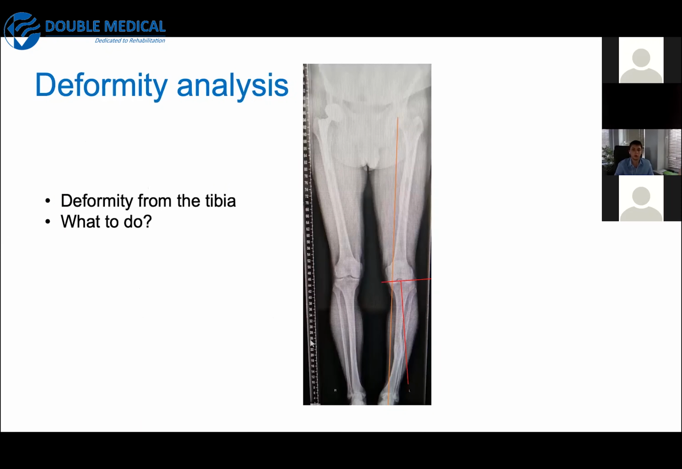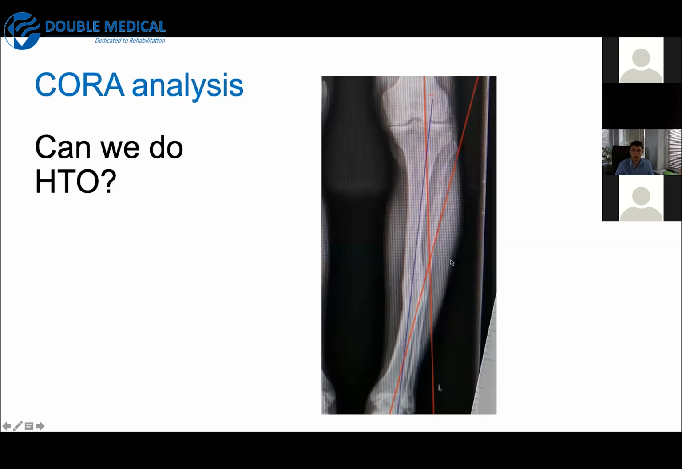So we do a leg length X-ray. We can see the varus. The varus is definitely from the tibia. So what should we do? Of course, we start with deformity planning with CORA. The CORA is much farther from the high tibial side, and actually it's outside the bone. So how would we correct it?